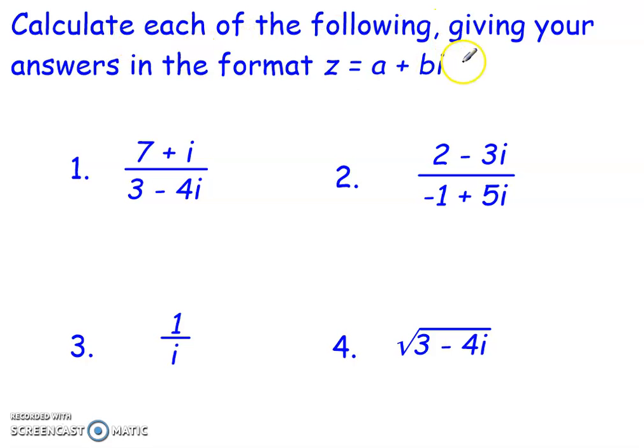So I want you to calculate each of the following, giving your answers in the format z equals a plus bi. I've got 4 questions for you there, 3 involving fractions, 1 involving a square root. Pause the video and have a go at them.